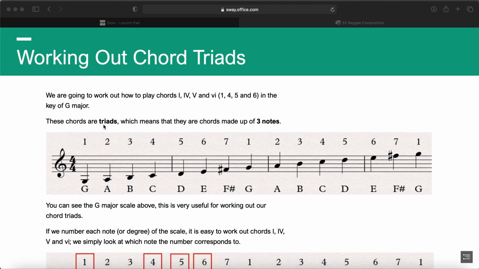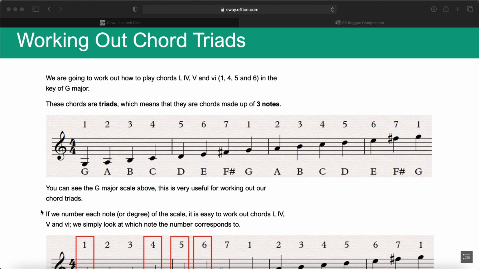These chords are triads, which means that they're chords made up of 3 notes. If you think about a triangle, that's got 3 sides, a tricycle has got 3 wheels, a triad is just a chord which is made up of 3 notes. You can see the G major scale above. This is very useful for working out our chord triads, and you should already have done this in the previous assignment.